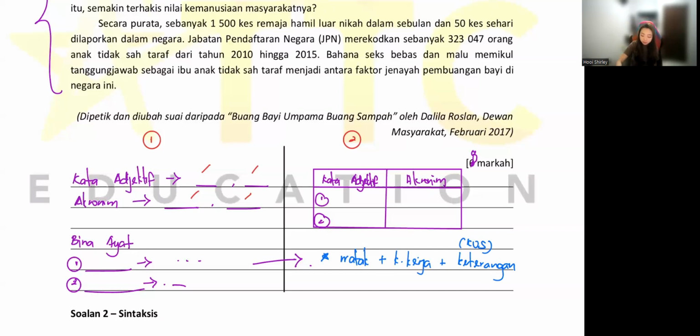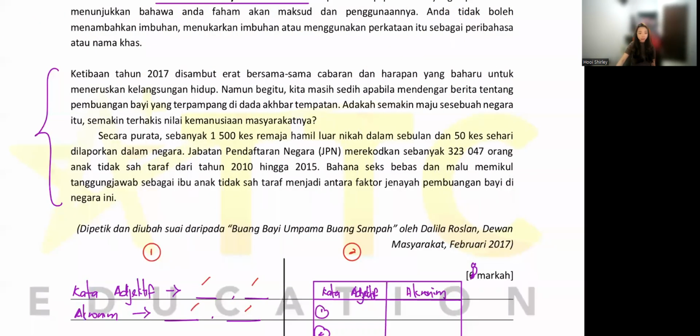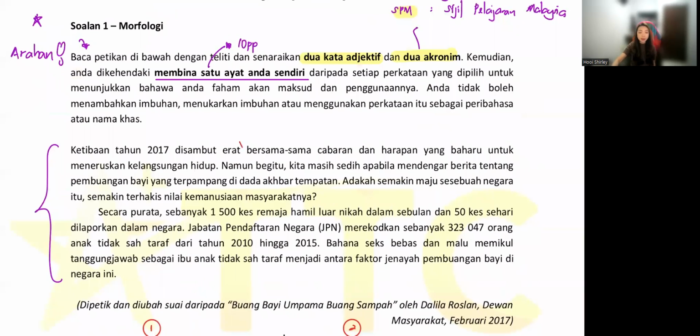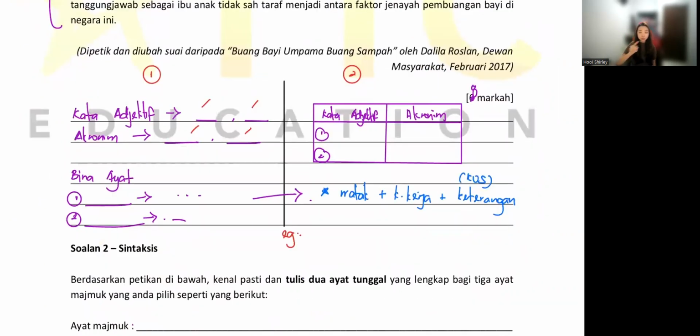I will give you a sentence that I construct right now. Okay, let's look at the petikan. There was a kata adjective. Okay, I found one. Erat. Erat is also kata adjective. It means close, very close relationship. Hubungan dengan erat. So erat is the kata adjective. So right now, I found erat, 1 mark. I need to bina ayat, construct a sentence, so I can get another mark.